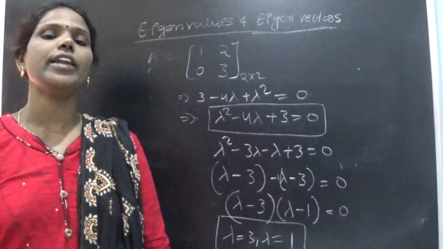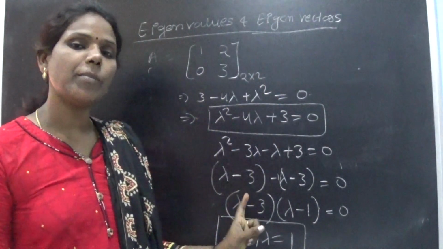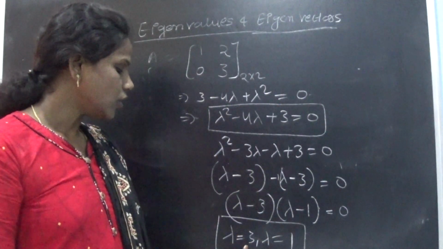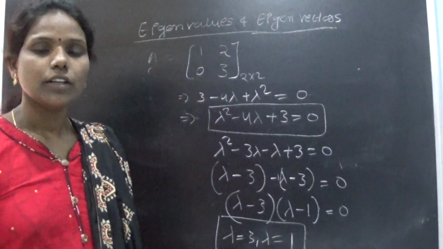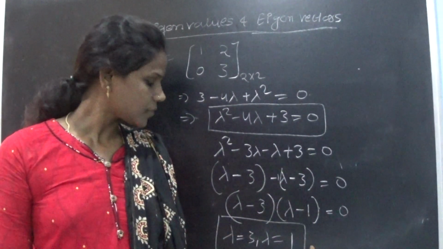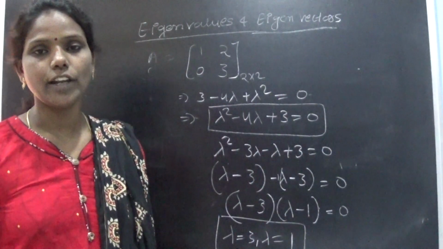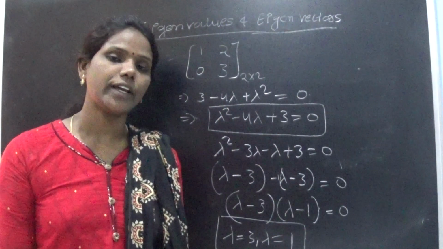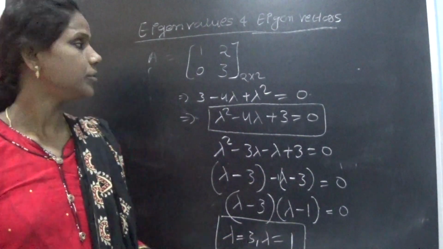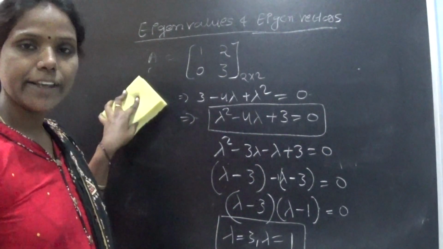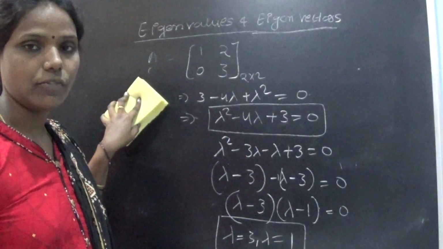One more thing we can observe here: the order of the matrix is 2 by 2, and we got 2 eigenvalues. Here we can also define the algebraic multiplicity of eigenvalues and the geometric multiplicity of eigenvalues. After finding eigenvectors, I will explain that. For this same example, how can we find eigenvectors? Let's see.